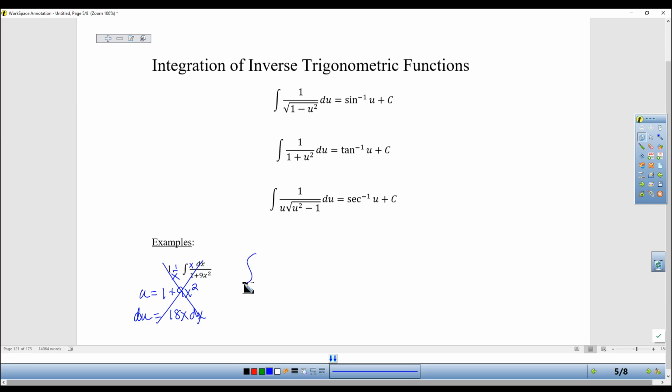Or you might be thinking, well, then I've got to move it to the top. 1 to the negative 1 plus 9x to the negative 2. Okay, that's just wrong on so many levels. I'm not even going to talk about why.